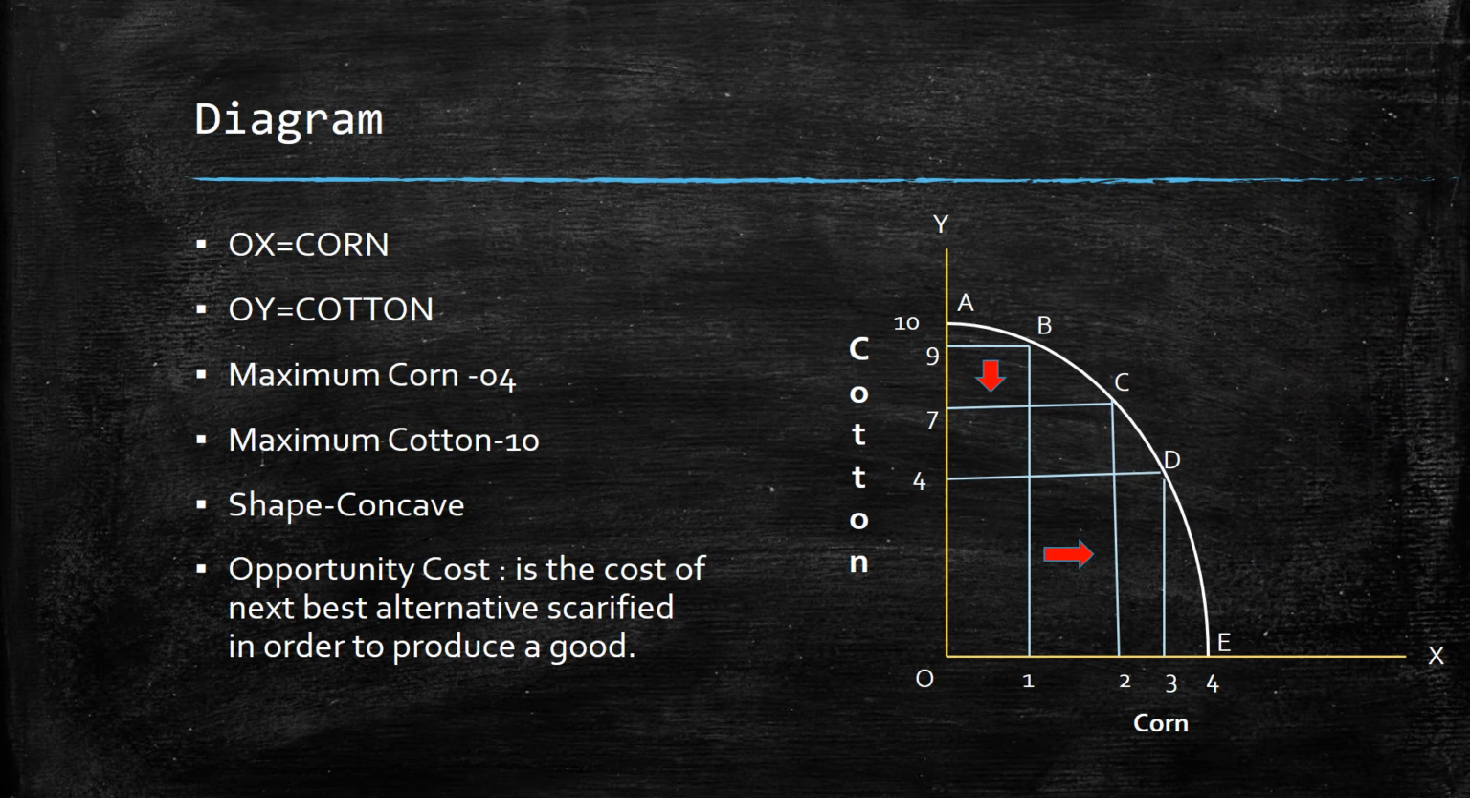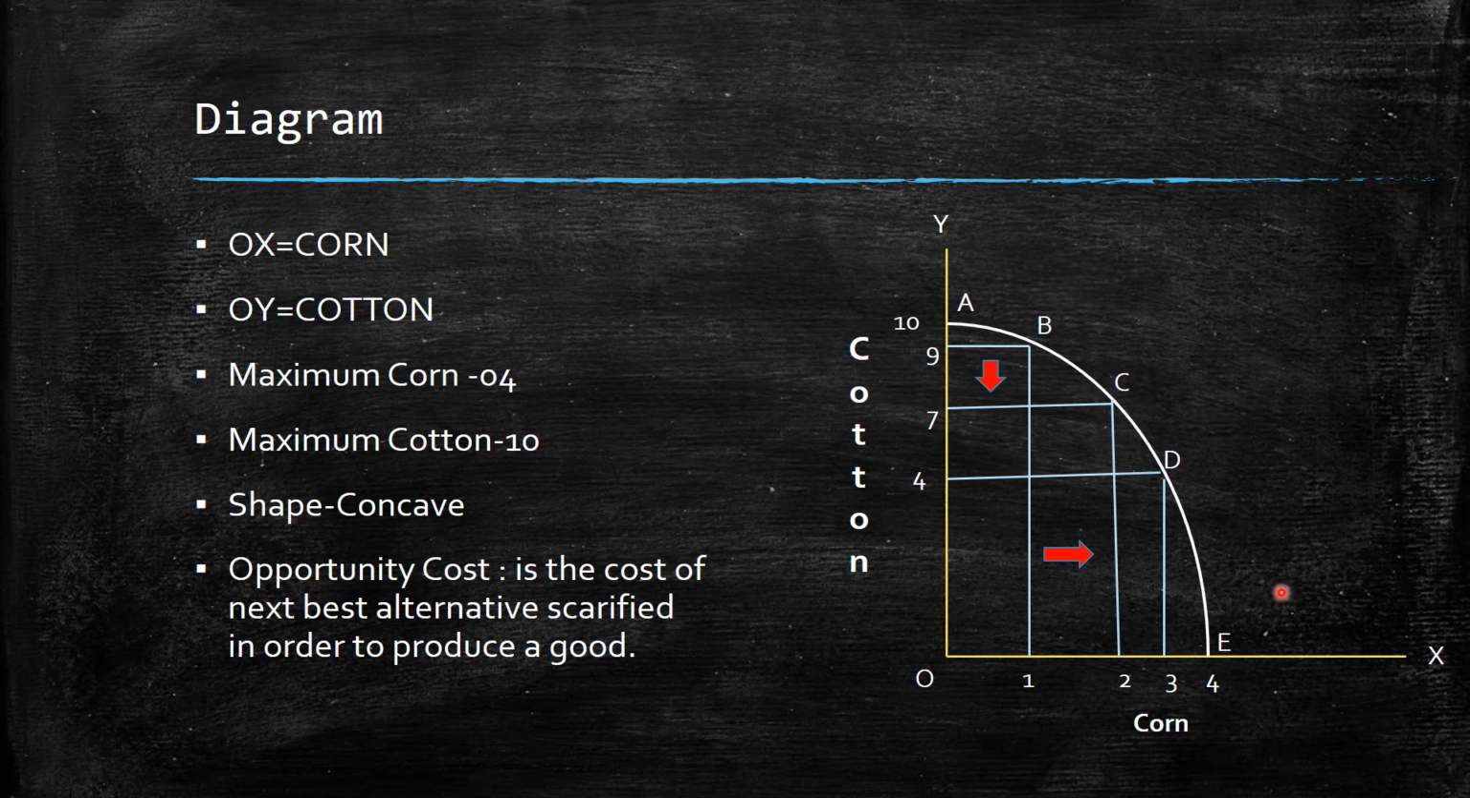Let us now explain the production possibility curve using a diagram. On the OX axis, we are representing production of corn. On the OY axis we are representing production of cotton, and points A, B, C, D, E represent different production possibilities. Point A and point E are two extremes in production of cotton and corn. At point A, when we utilize all the resources in order to produce cotton, we can only produce 10 units of cotton, but we are unable to produce corn. When we plan to only produce corn by utilizing all the resources, we can produce 4 units of corn, but we are unable to produce cotton.